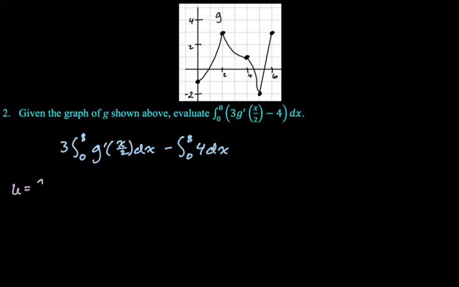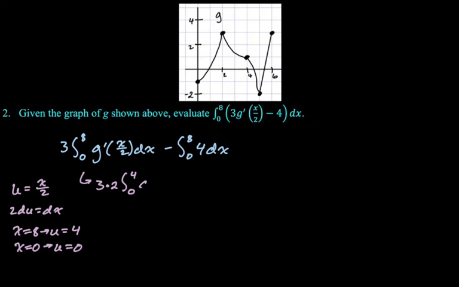So this first integral, we're going to use u-substitution on. I'm going to let u equal x over 2, which means that 2 du is equal to dx. When x is equal to 8, u is equal to 8 over 2, which is 4. When x is equal to 0, u is equal to 0 over 2, which is also 0. So there's the 3 that we pulled out. There's going to be a 2 from dx, and then the integral from 0 to 4 of g prime of u du. The second integral you can just think of as a rectangle that has a height of 4 and a base of 8. So that's just going to be minus 32.